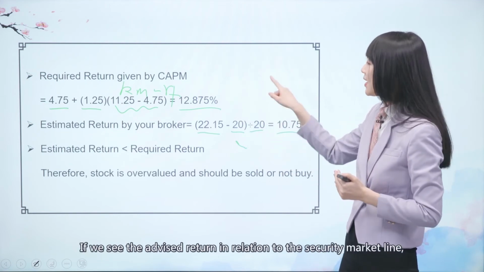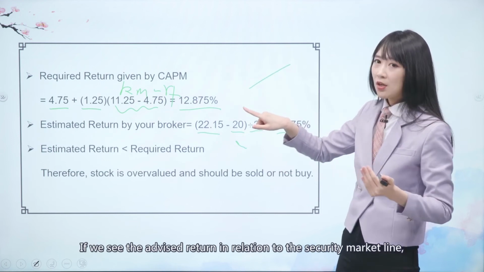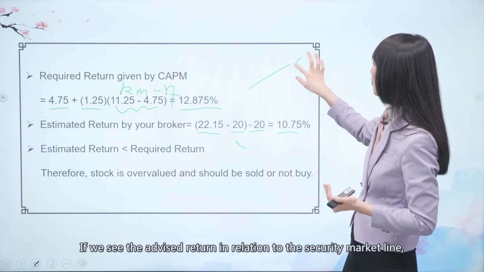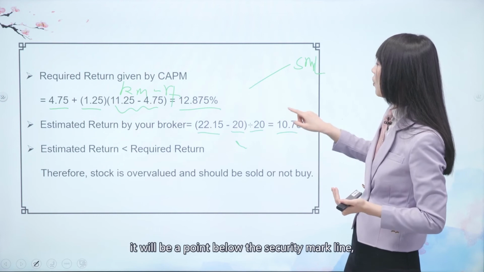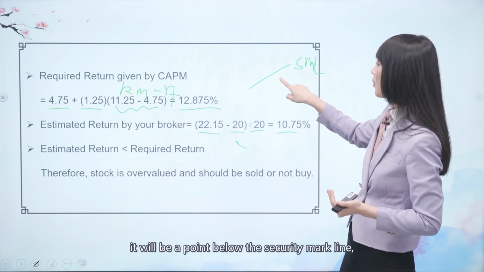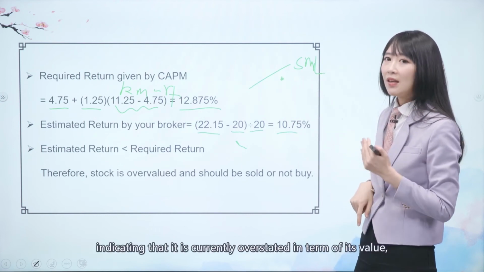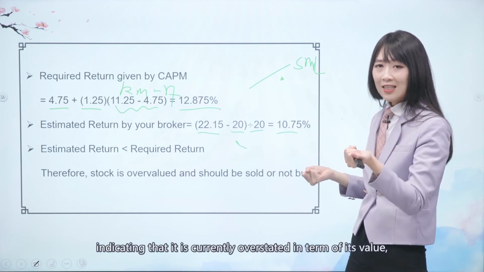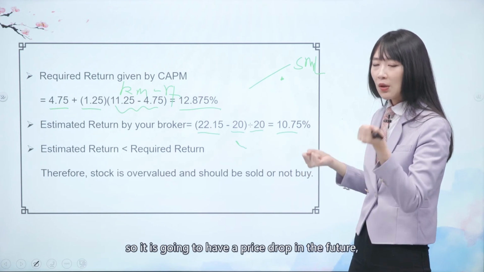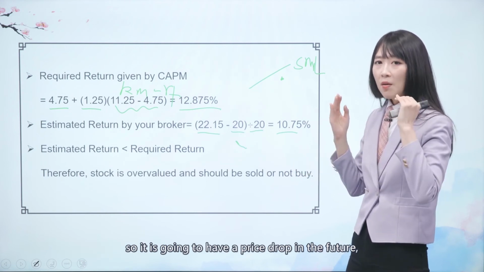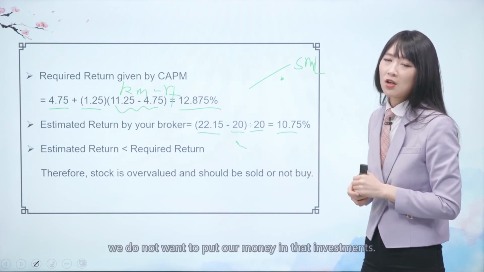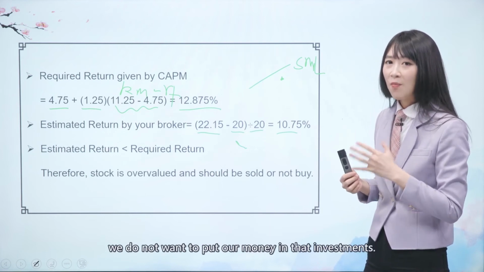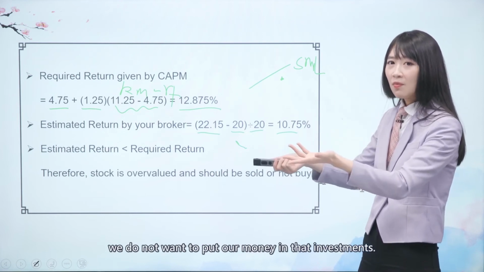If we see the advised return in relation to the security market line, it will be a point below the security market line, indicating that it is currently overstated in terms of its value. So it is going to have a price drop in the future. We do not want to put our money in that investment.